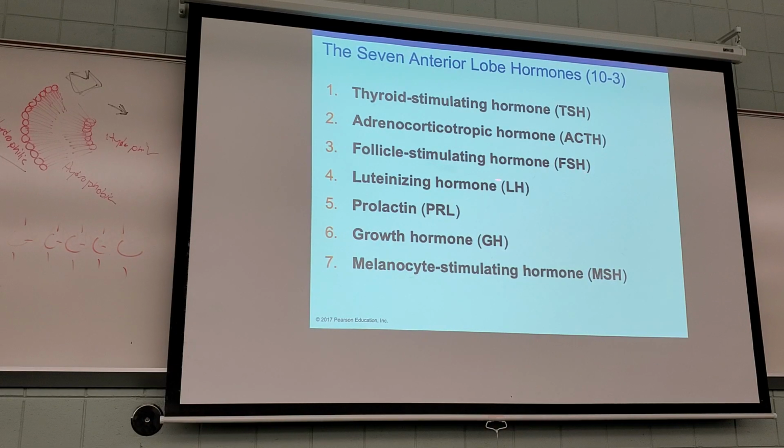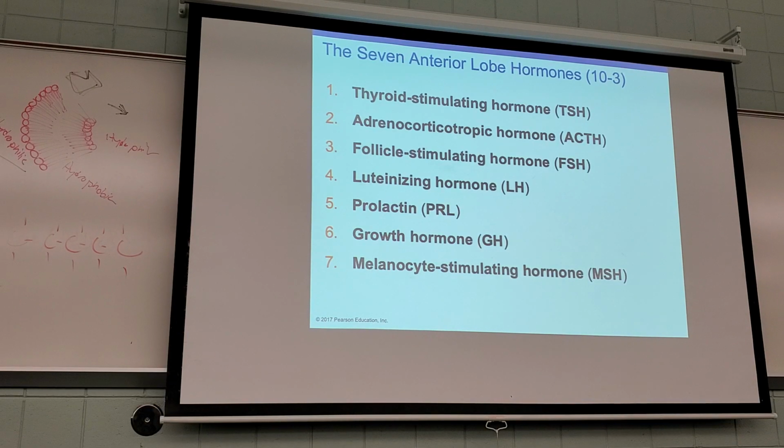Follicle stimulating hormone, luteinizing hormone, there's prolactin. We've done these a whole bunch of times. Prolactin, remember, milk? Growth hormone, or human growth hormone, same thing. And then melanocyte stimulating hormone. These really only are active when we're babies. After that, you don't really need hormones to make color, it's just the sun and stuff like that. Anyway, but there they are.